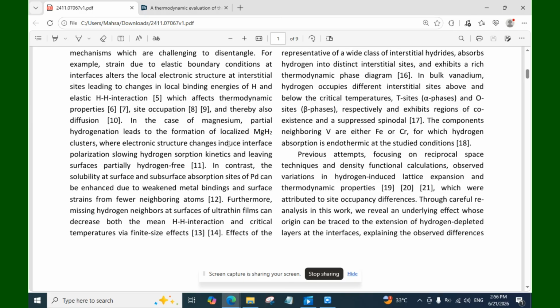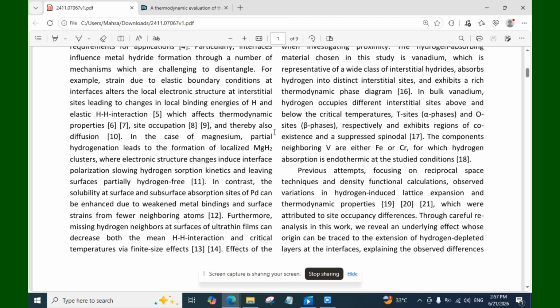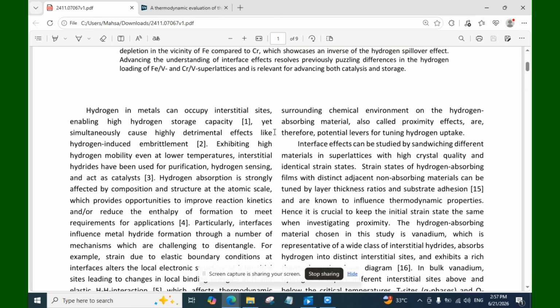Furthermore, missing hydrogen neighbors at the surface of ultra-thin films can decrease both the mean hydrogen-hydrogen interaction and critical temperatures via finite size effects. The effect of the surrounding chemical environment on the hydrogen absorbing material, also called proximity effects, are therefore potential levers for tuning hydrogen uptake.